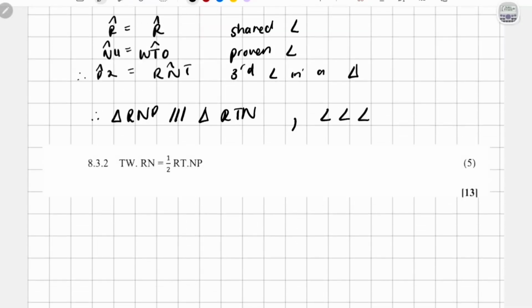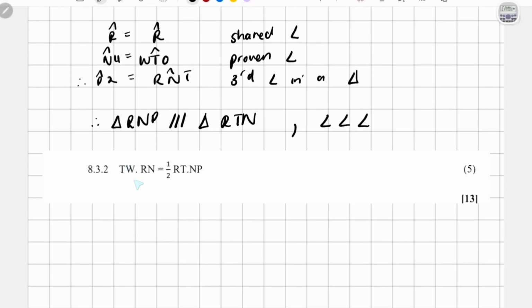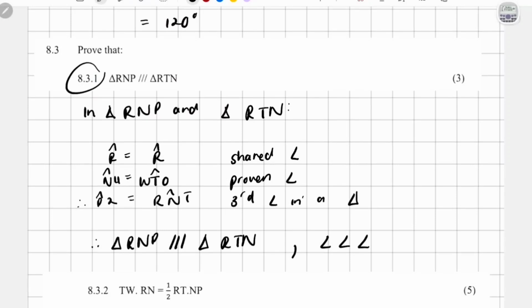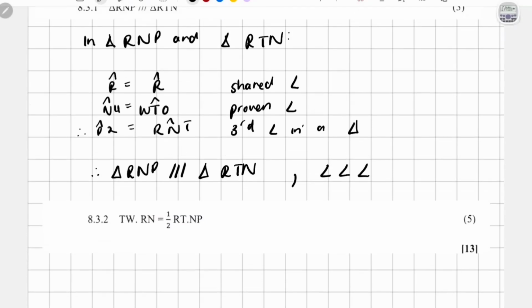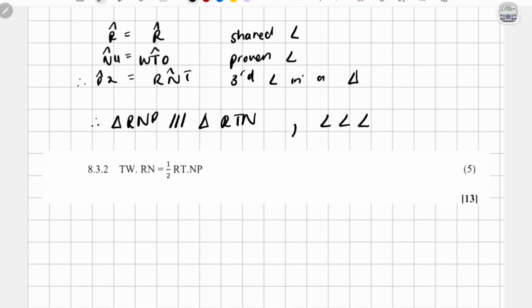Okay, and now we are on the last question for this paper. This question says we need to prove that, because that's what we're doing, prove that TW multiplied by RN is equal to half of RT multiplied by NP. Don't get scared when you see questions like this. Remember, it's a follow-up of this question, right? They're both part of 8.3. So it means that this probably has a lot to do with the previous question. That's usually the case.